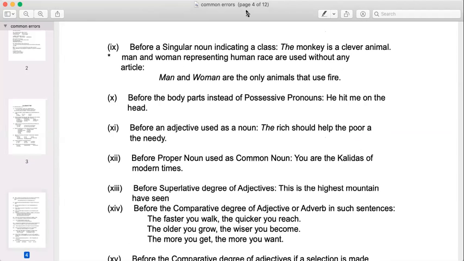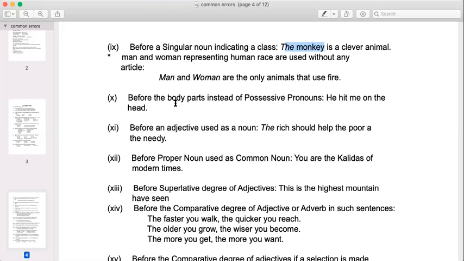Next is before a singular noun indicating a class. Here we are using the singular noun, but the noun is referring to the whole class. For example, the monkey is a clever animal, referring to the whole class of monkeys. Man and woman representing the human race are used without any article, as we did in the first example in the introduction of articles.